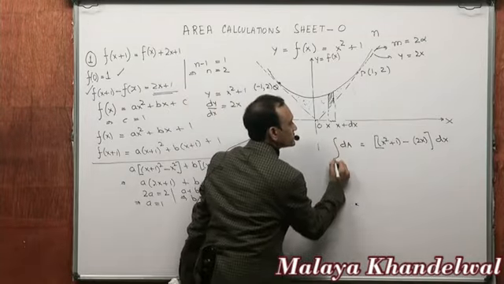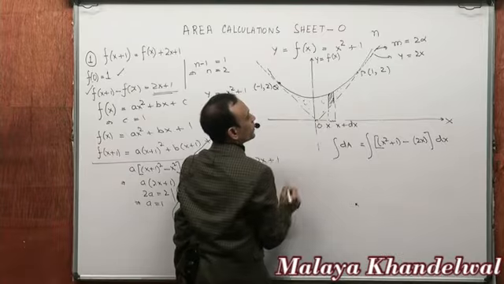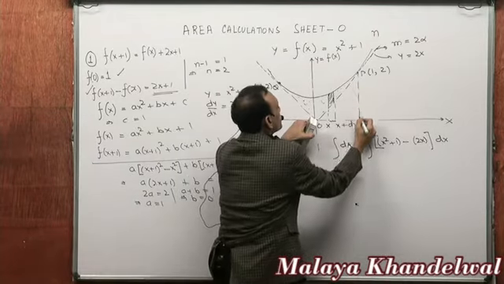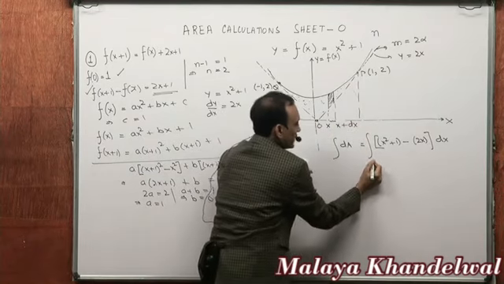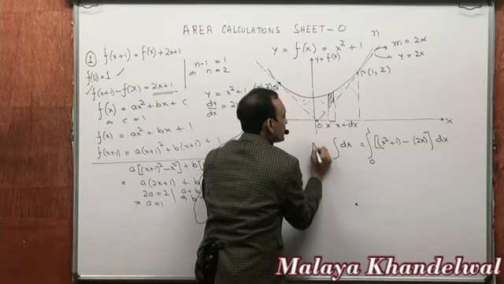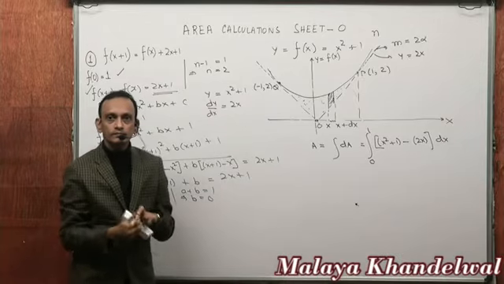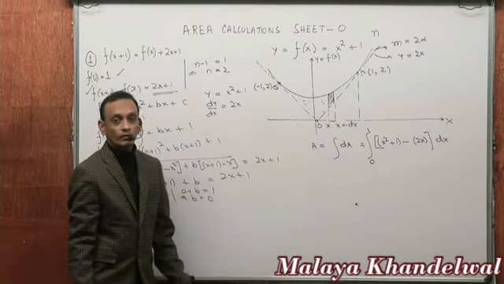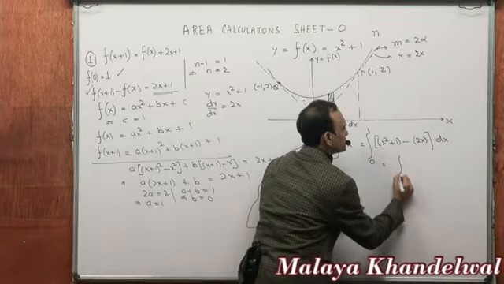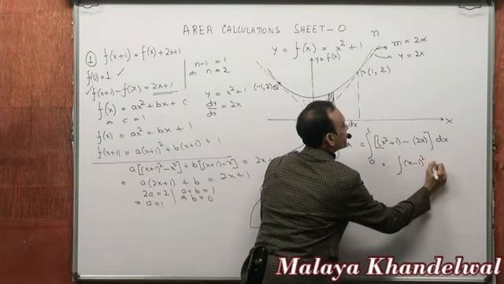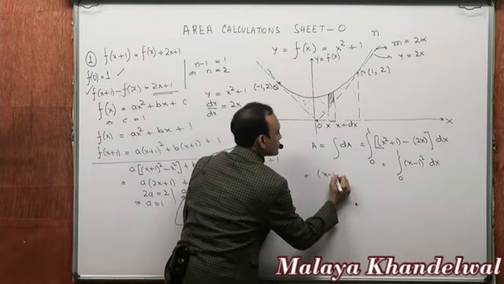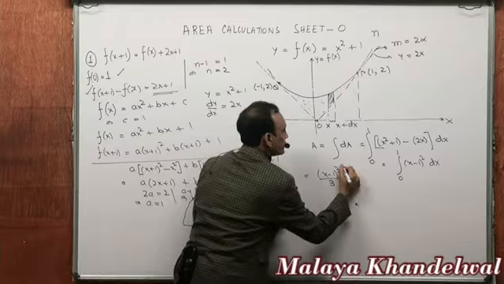Total area would be the sum of all of this, where x runs from 0 all the way to 1. That's the area. Yes or no? Does it sound all right? So what does this turn out to be? This turns out to be the integral of (x minus 1) whole squared dx, 0 to 1, which is (x minus 1) whole cubed by 3, from 0 to 1.